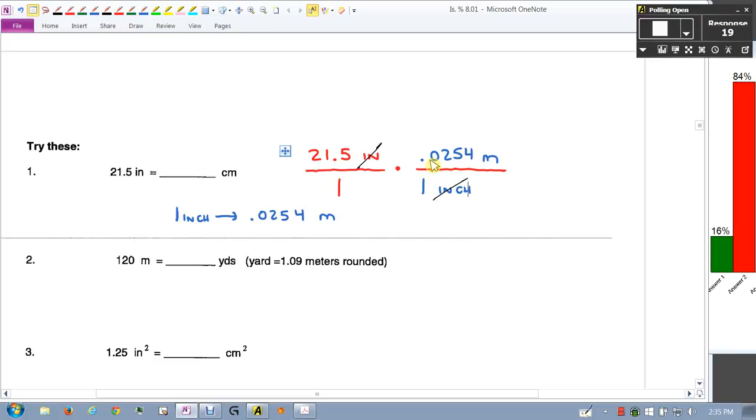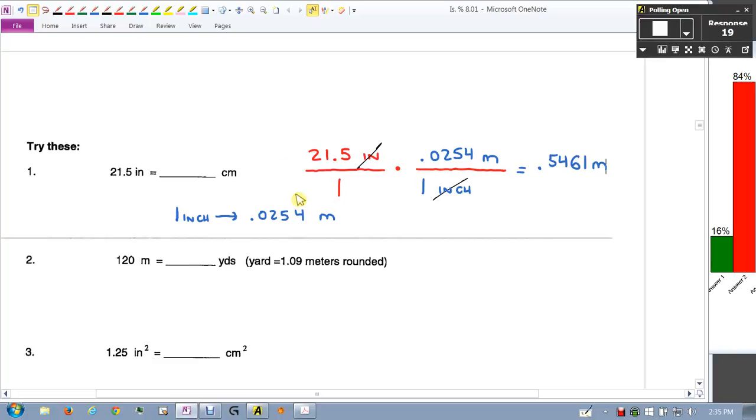21.5 times 0.0254. I'm getting, see if you get the same thing, 0.5461. What's the unit? Meters over what? What's on the bottom when you multiply across? 1. So you don't really even need it, right? And the inch is gone, right, because it canceled?